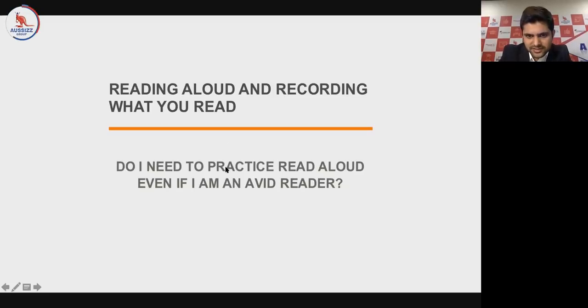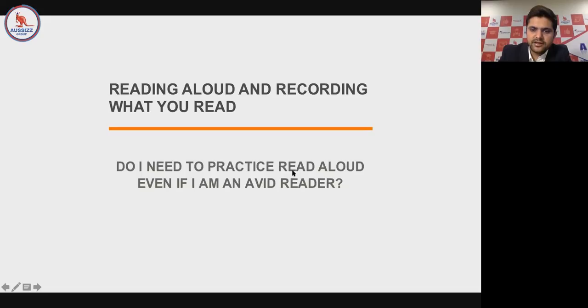Now, another question that I normally get is, do I need to practice read aloud even if I'm an avid reader? Which means whenever I see a book, I just start reading it, and that is my habit. So do I need to practice read aloud? Yes, even avid readers need to practice read aloud.